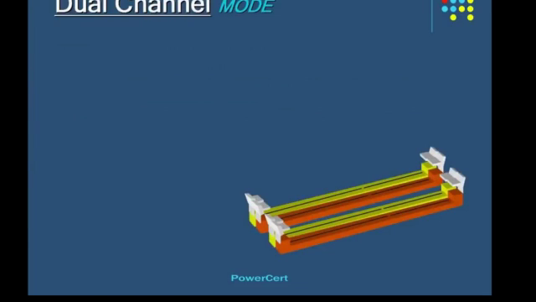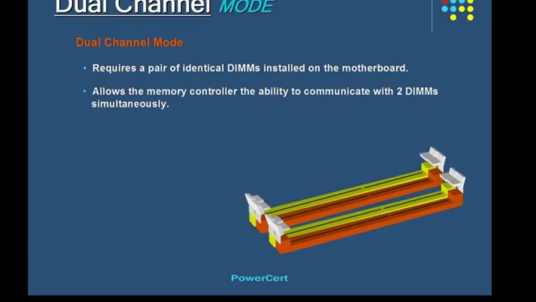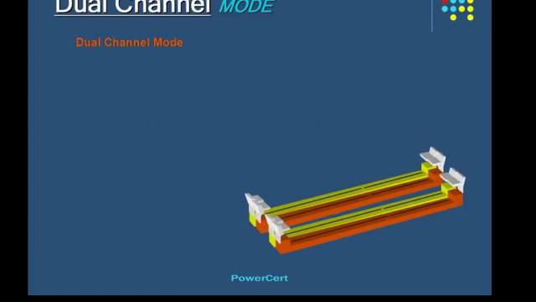To meet the higher demands of faster processors and memory controllers, a new technology was developed called dual-channel mode. Dual-channel mode requires a pair of identical DIMMs installed on the motherboard, which allows the memory controller the ability to communicate with 2 DIMMs simultaneously, which increases the speed of accessing the memory.